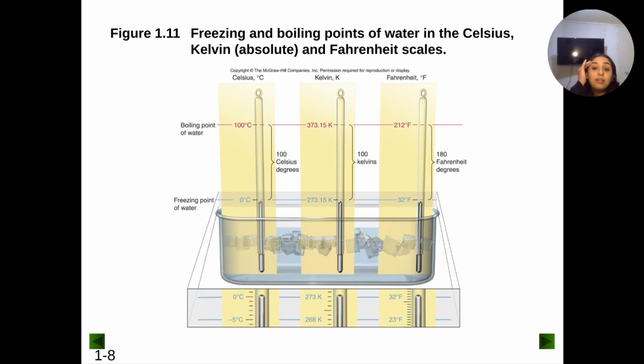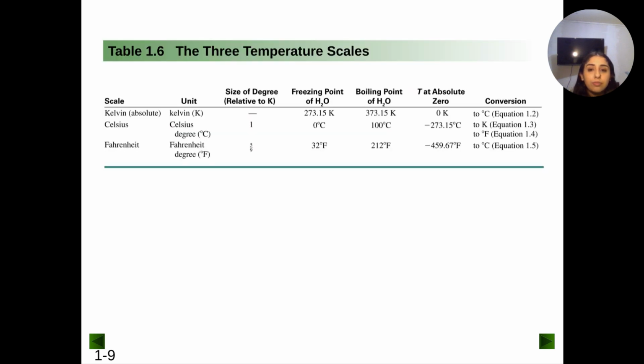The boiling point of water is 100 degrees Celsius, and the freezing point of water is 0 degrees Celsius. That's a pretty easy one. 100, 0, and then Fahrenheit 212, 32. Pretty simple, rememberable ones. So these are the 3 temperature scales. Something you may want to save. Pretty valuable information to remember.